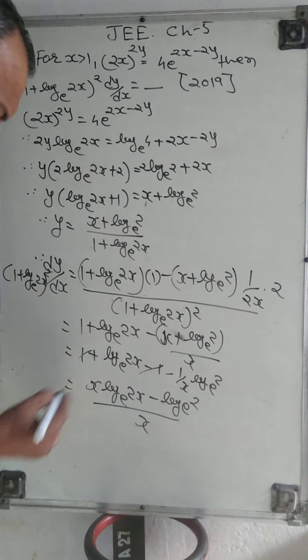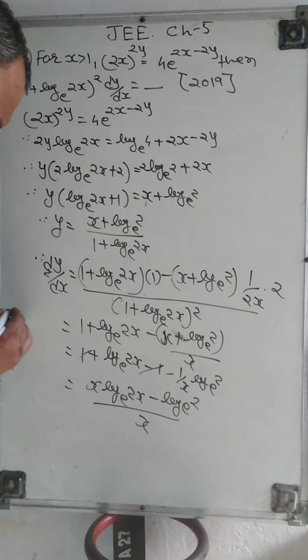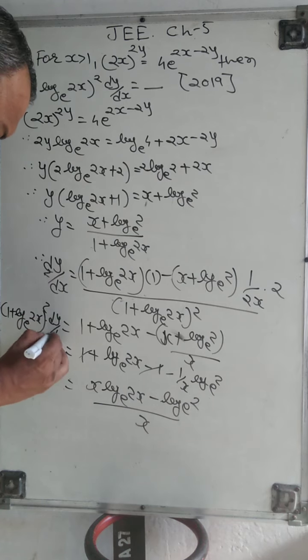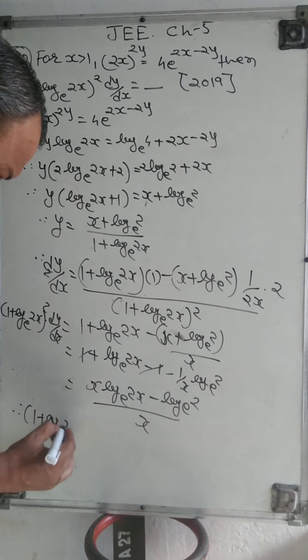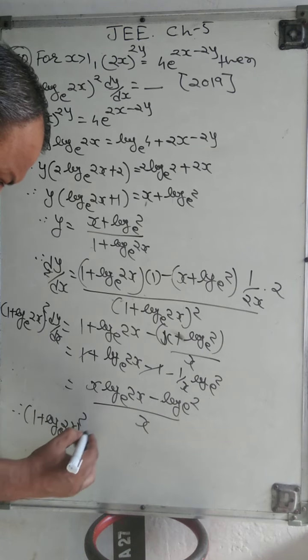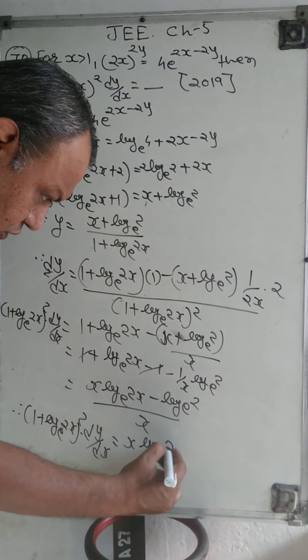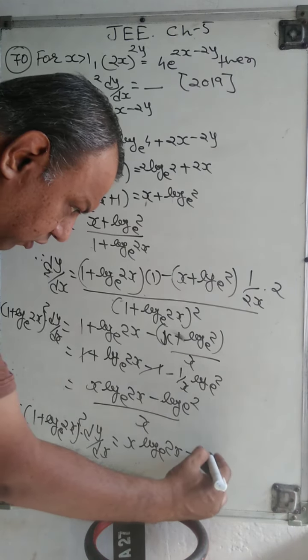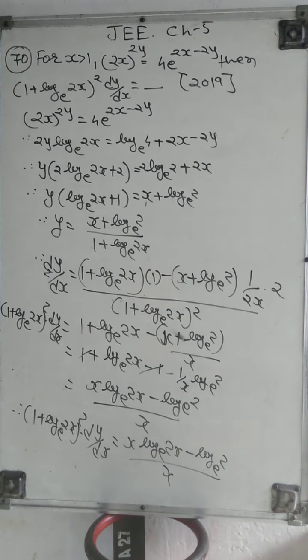So we can say that here this term we multiply here, okay, just a minute. So 1 plus log 2x to base e square into dy upon dx is there. So we can say that 1 plus log 2x to base e square into dy upon dx is equal to x log 2x to base e minus log 2 to base e upon x. Right? 70. Next sum.